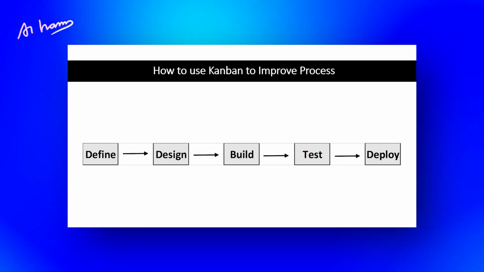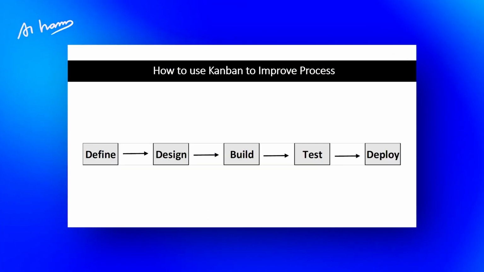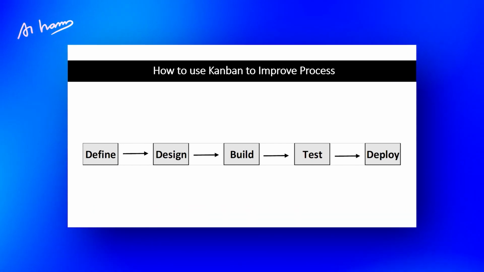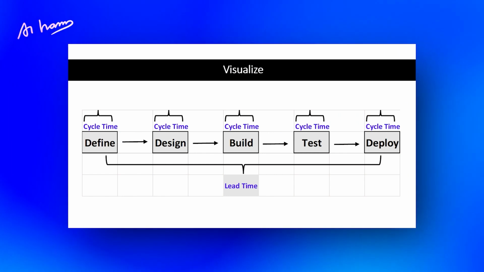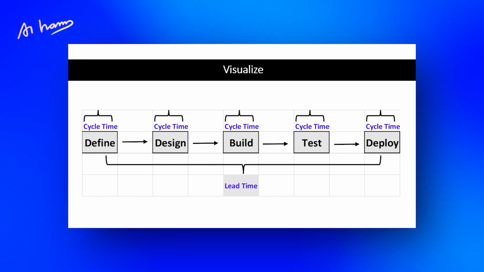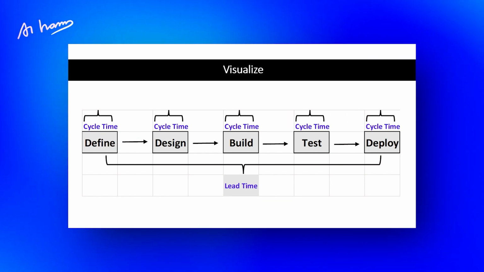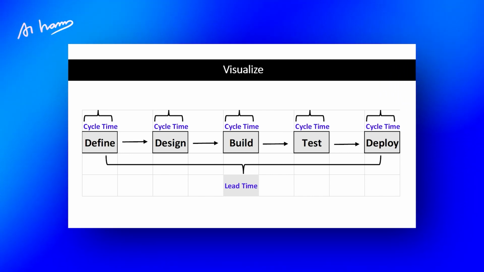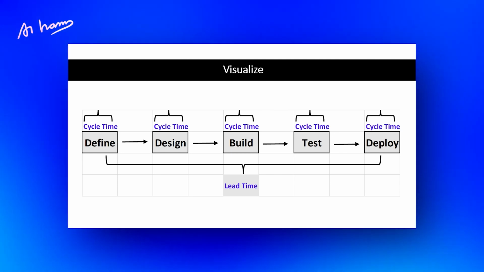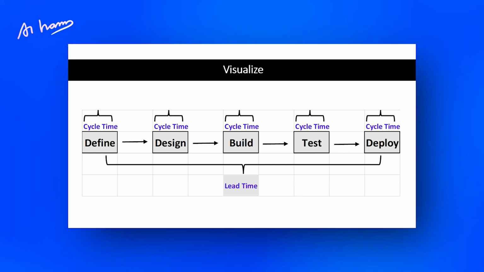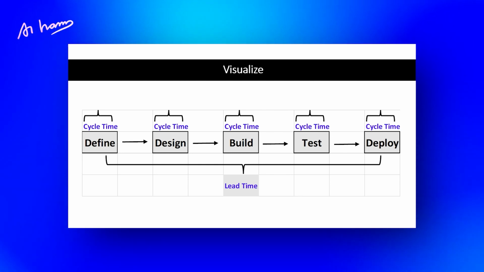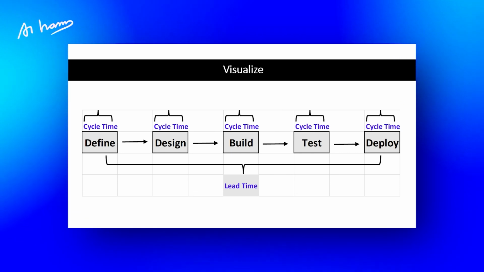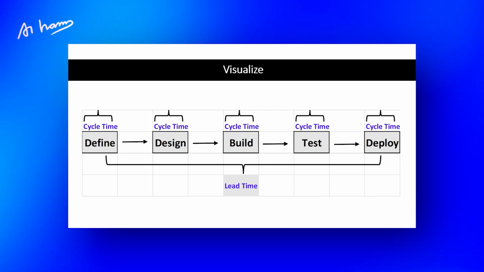So we have this process: define, design, build, test, and deploy. How does this work in Kanban? There are 2 concepts: cycle time and lead time. Cycle time is the time it takes to do one particular task or activity. Like defining things, I need 1 day to analyze. Design, again I have to design the solution, which takes 1 day. Then building might take 3 days, testing 1 day, and deployment half a day or 1 day. So this is the cycle time to do a particular activity based on the size of the work.